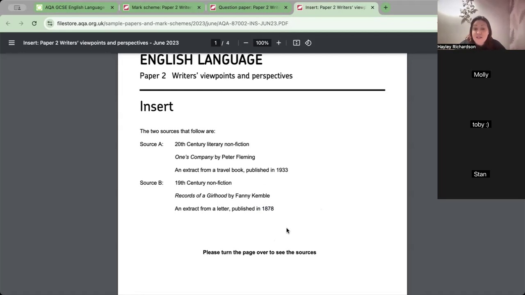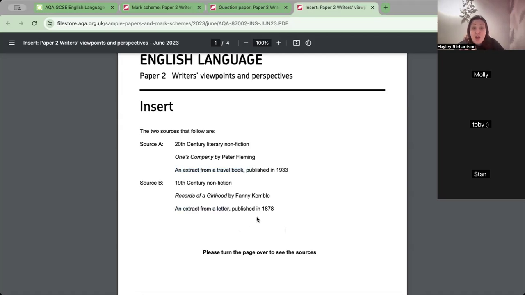1933 is about 15, 20 years after World War One, whereas in 1878 there hadn't been a world war before. So that's quite a big change on how people behave and how people think of things. Now, this is about travelling. So we've got an extract from a travel book and an extract from a letter.